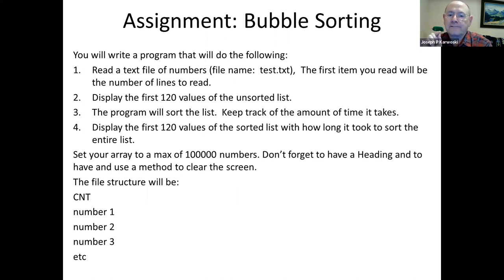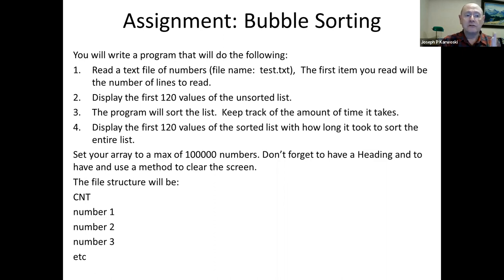The first item you read will be the number of lines to read. So if you look down at the bottom, I have CNT. If you look at the file in Notepad, you'll see the first number is 100. Then it starts with a number, all the way down to 100 numbers. That's what's in that text file.